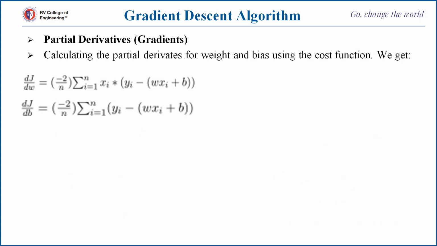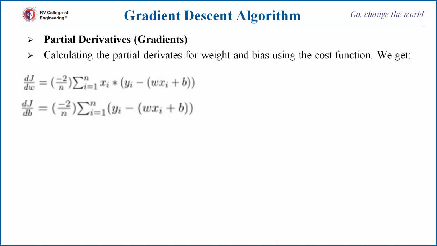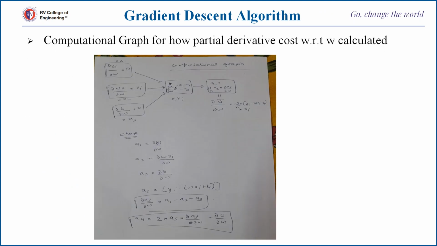Calculating the partial derivatives for weight and bias using the cost function. So this is the computational graph of how the partial derivative with respect to the weight is calculated.